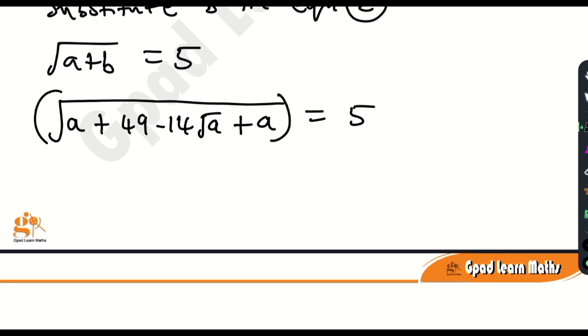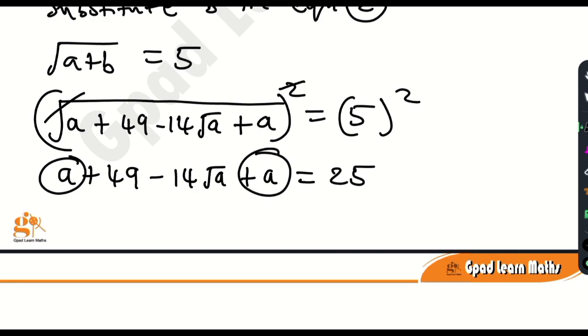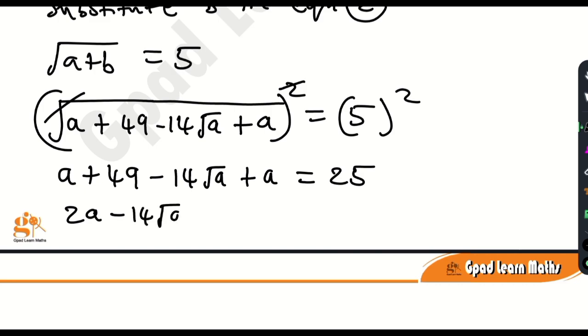So when you square this side and you square 5, this square will cancel the square root. So you have a plus 49 minus 14 root a, then plus a is equal to what? 5 squared is 25. Hope you are with me. Now let's rearrange the terms. So it's going to be a plus a, that's 2a. And then minus 14 root a, then plus 49.